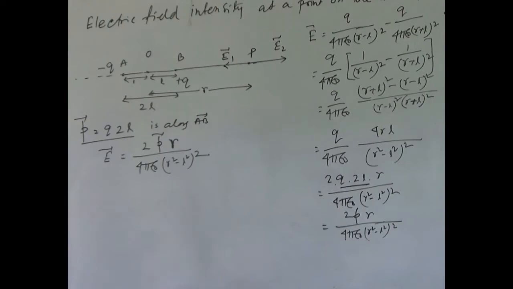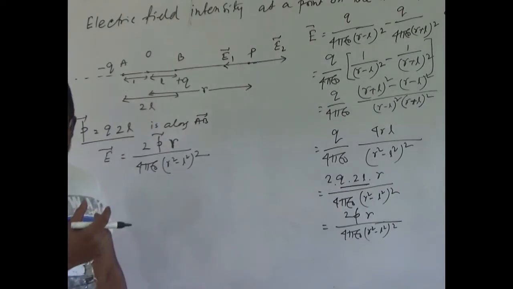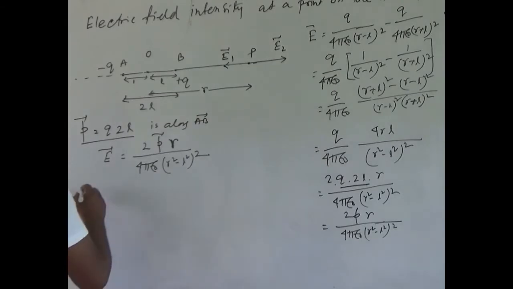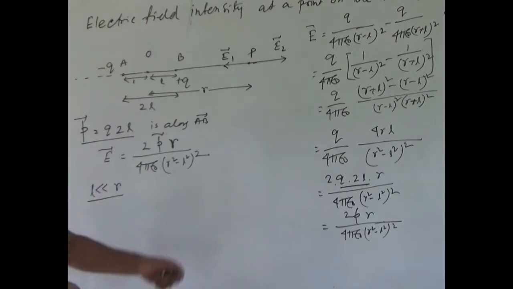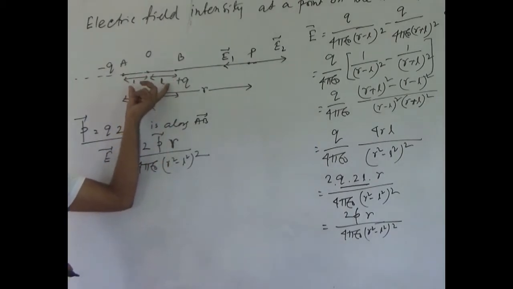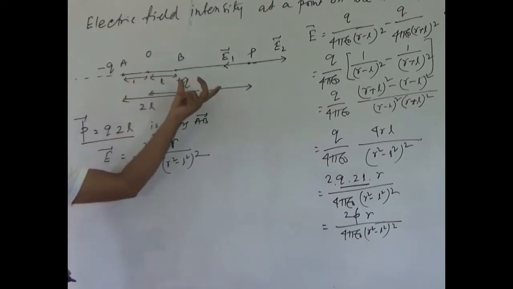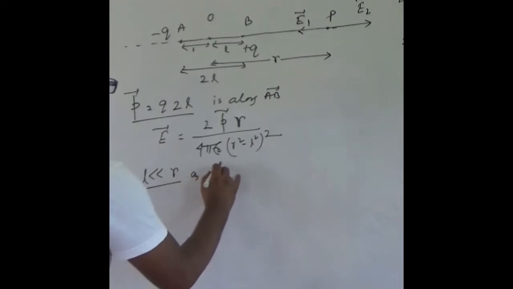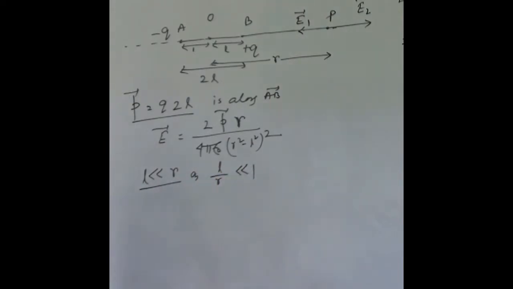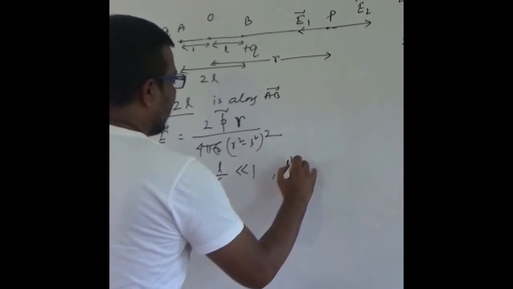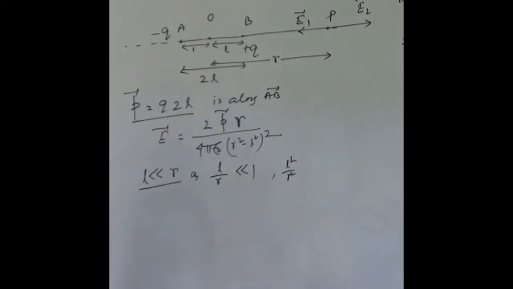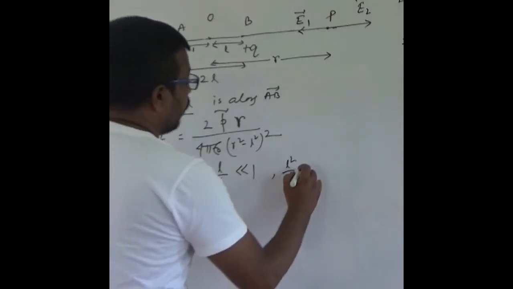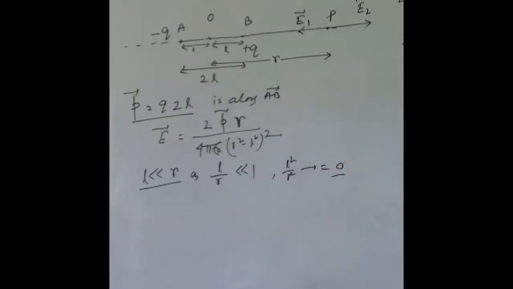Now we are going to make an approximation, which is if L is much less than R, that means the length of the dipole is very small compared to the distance of the field point from the dipole. L is much less than R, or from here you can write L by R is much less than 1, or in that case the higher order terms of L by R, that is L square by R square, L cube by R cube, all these can be taken as 0.